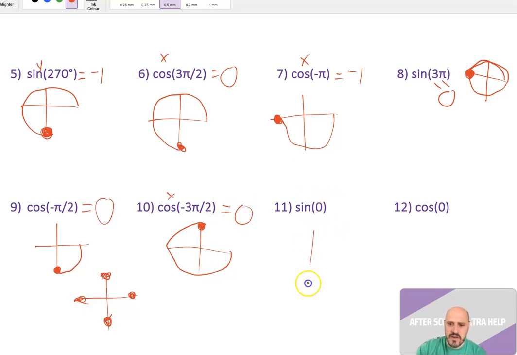And how about sine of 0? Okay, I go 0, either radians or degrees, right? Doesn't matter. I'm right here. Well, the sine value at 0 is just 0, right? That's my y value. And how about my x value? Same picture. Well, now I'm at 1, right?